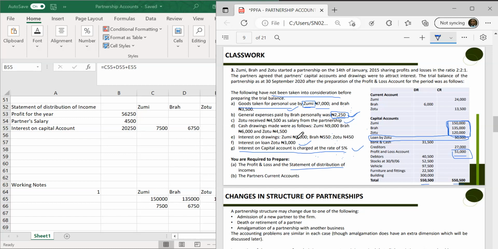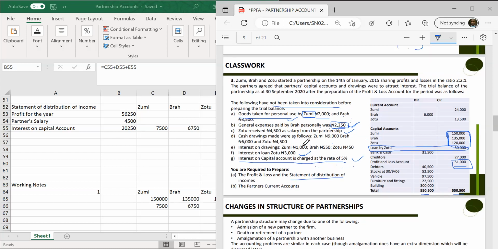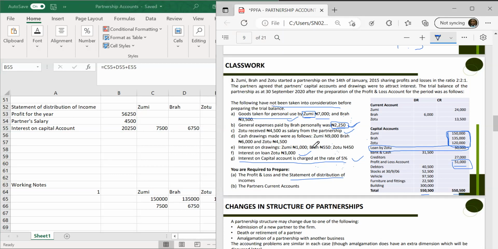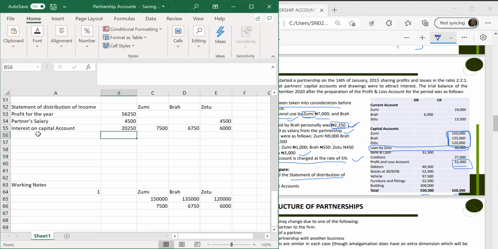The interest on drawings, is that not an additional income for the firm? It's an additional income for the firm, right? Yes, sir. So these ones we are removing, this 450, this we are removing. So those that took money out, they will pay interest on whatever they have removed, to the firm, so that all the partners can share from it. I'm trying to use simple English to explain it.